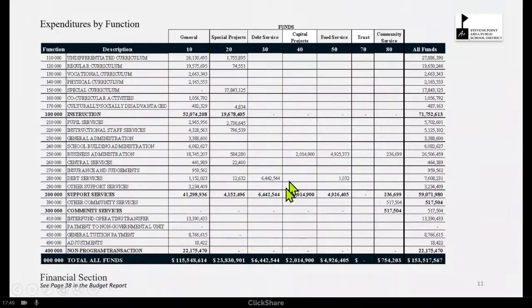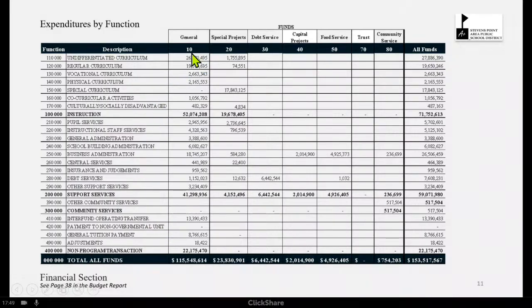We can also give expenditures by function. So function is where the money is being spent. So for example, the 120,000 function, that is your regular curriculum. So 124,000 is actually mathematics. So if you are buying pencils in mathematics, you're going to use 124,000 in your coding. Here are the descriptions for each of those different functions. Again, that's where the money is going to.